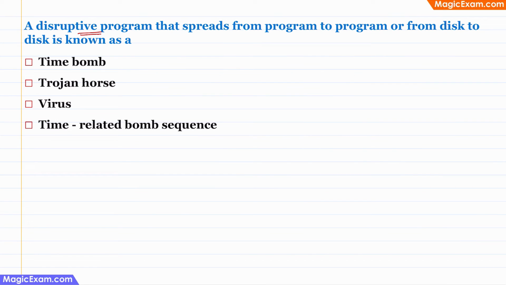A disruptive program, that is a destructive program that spreads from program to program or from disk to disk is known as which of the following? Now this is a very simple question because you know that computer virus spreads from computer to computer. It can spread from program to program by infecting different programs, or it can spread from disk to disk, or when you use a pen drive, it can get infected into the pen drive and it can be transmitted to other computers as well. Therefore, a disruptive program that spreads from program to program or from disk to disk is called as a virus.